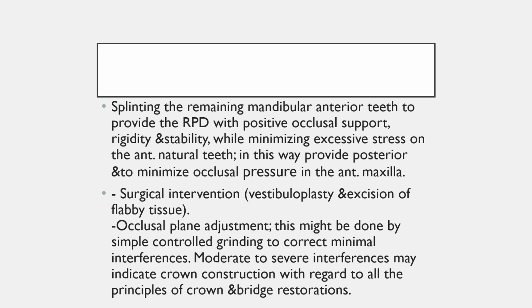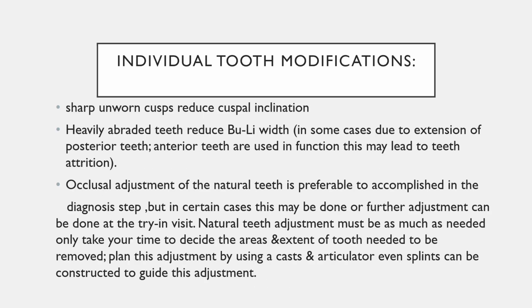So, if needed, the surgical intervention is mandatory, like vestibuloplasty, excision of the flabby tissue. Then the occlusal plane adjustment should be done. So this should be done by simple controlled grinding to correct the minimal interferences. So there may be moderate to severe interferences which will indicate the crown construction with regard to all the principles of crown and bridge restorations.